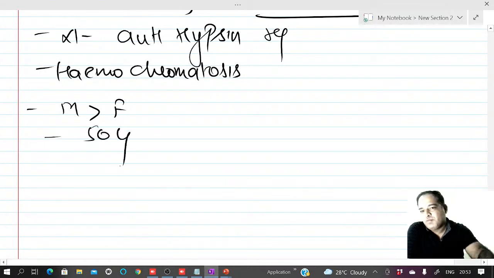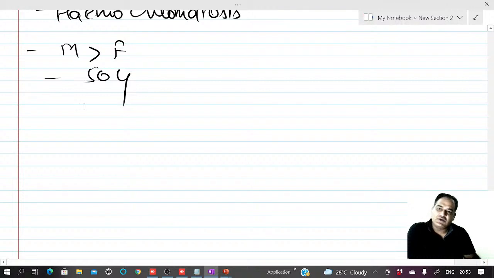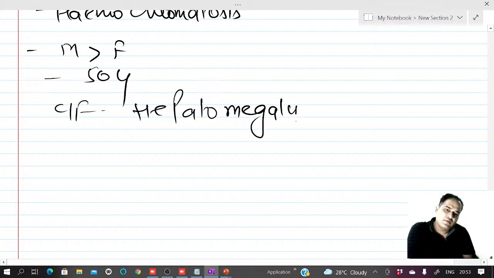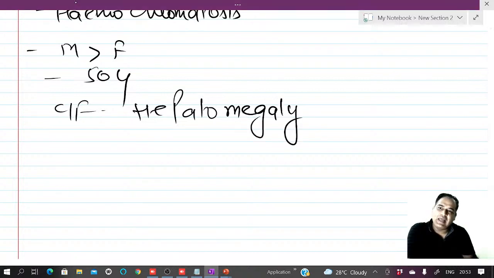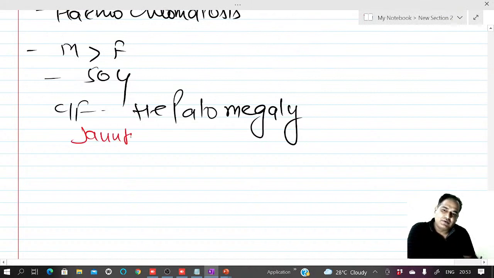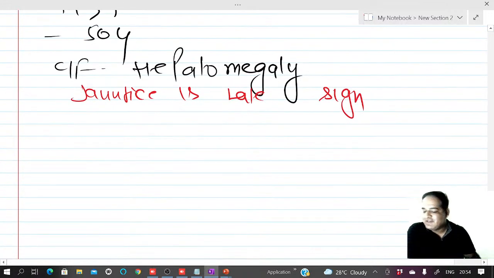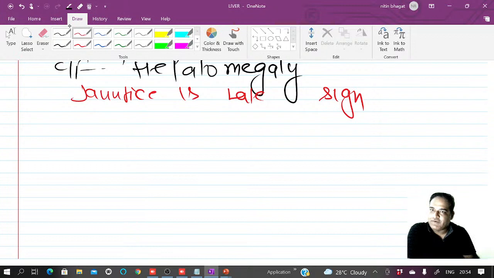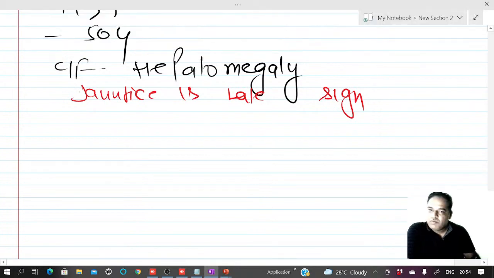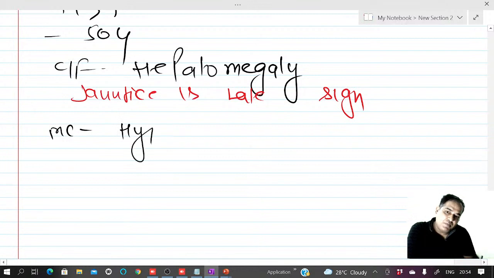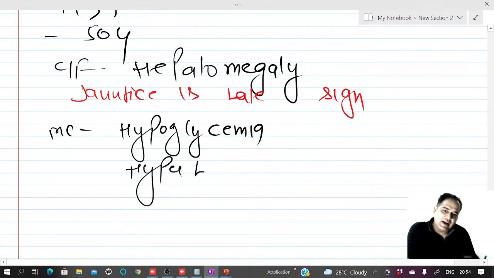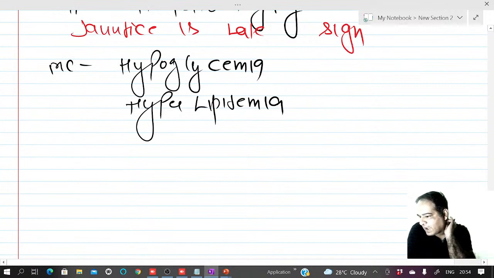Fine. Peak incidence occurs around 50 years of age. So the most common clinical feature will be hepatomegaly. Again, I was about to tell you that jaundice is a late sign. Fine. Now here, the most common paraneoplastic syndrome is hypoglycemia. And if you see it in the lab, the most common paraneoplastic syndrome would be hyperlipidemia.